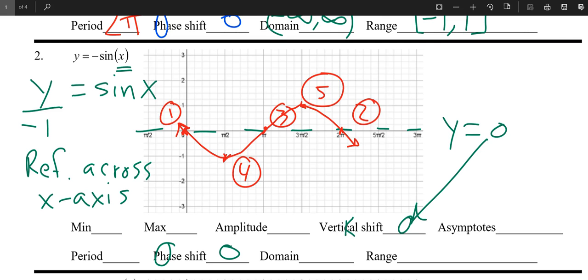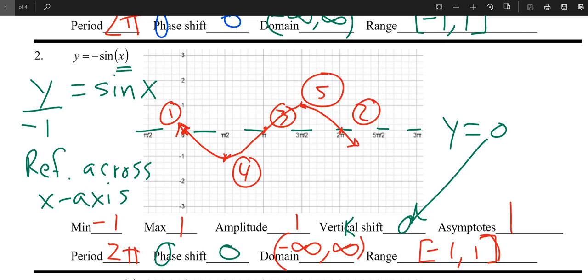So I still have a minimum of -1 and a maximum of +1, and my range is still -1 to 1. Oops, sorry, bracket, and my domain still -infinity to infinity parentheses. Amplitude, still 1, period, still 2 pi. So none of that changed. Asymptotes, none.